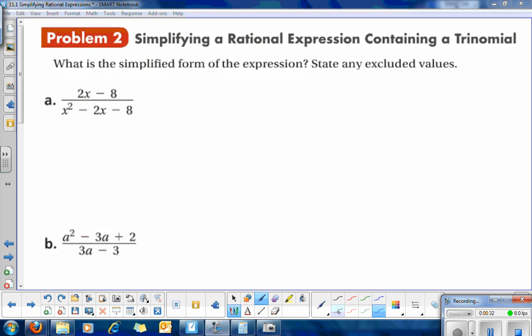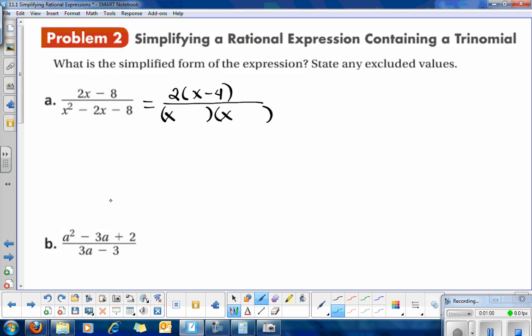So let's see here. When we factor, we can factor a 2 out of the numerator. So it's going to be 2 times the quantity x minus 4. That one's a simple one, right? Now, the second one, or the denominator, we're going to have 2 binomials. Okay, we have x times x.